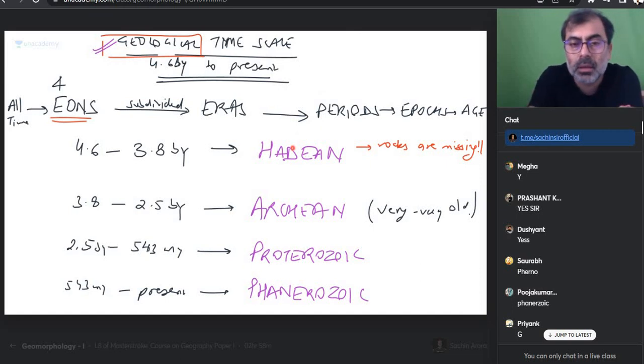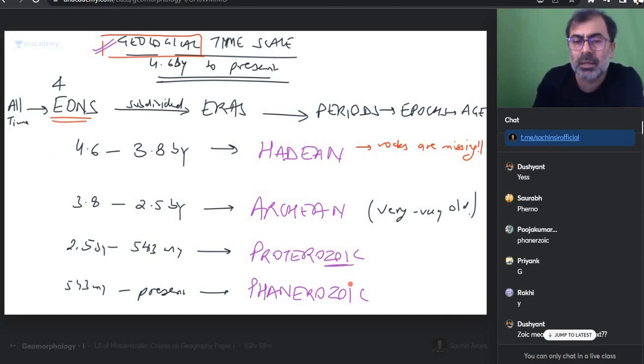Everyone done? So as a geologist, I need to know every detail. But as a geographer, yeah, zoic means life. So before that there was no life. Here, life came. Proterozoic and Phanerozoic. Before that is azoic. What will we call these?